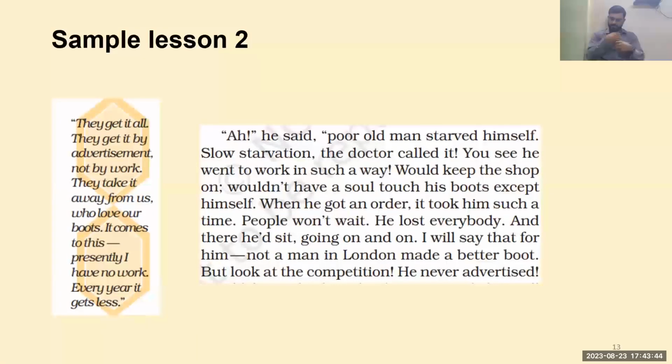Okay. So now we are moving on to the next sample lesson. This is a class 7 lesson. It's about a shoemaker who makes excellent shoes, but he loses all his business to the big firms, and then finally he dies of starvation. So at one point he tells the author, they get it all, they get it by advertisement, not by work. It comes to this, presently I have no work. Every year it gets less.